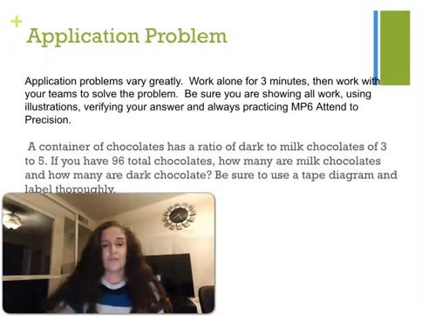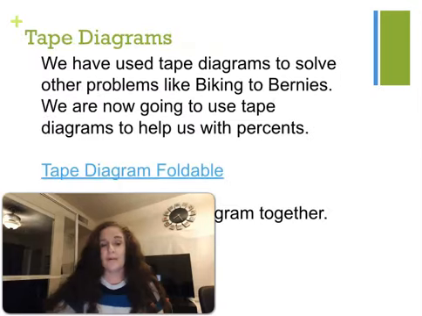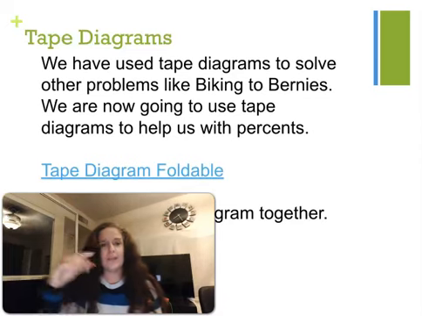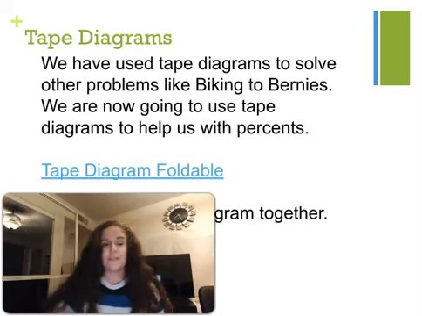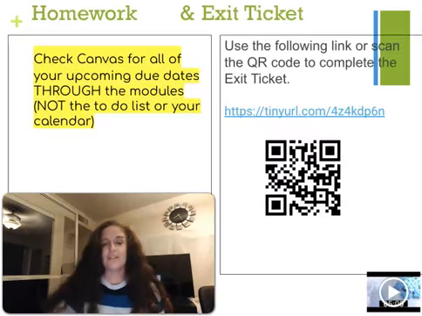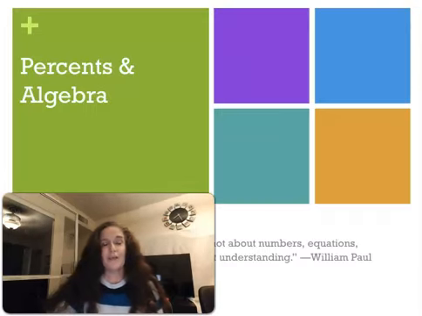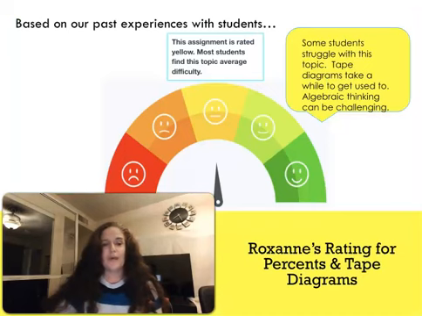The last thing we'll do on this day is talk about tape diagrams and what tape diagrams look like and how we can apply that to our new concept that we're going to look at, which is percents. As always, you have Canvas assignments and an exit ticket, and then the final class day will be on percents, and we'll just have a slight taste of algebra. I've rated this yellow. Some students struggle with tape diagrams or percents, and algebraic thinking can be challenging depending on your experiences.